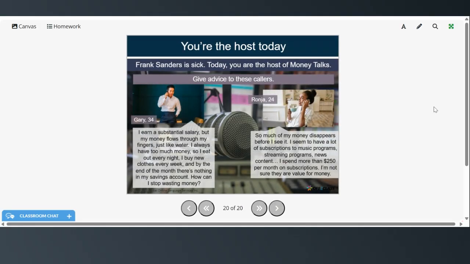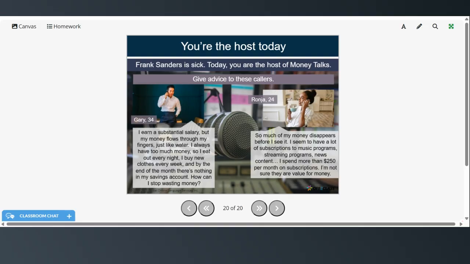So Frank Sanders is sick, and today you are the host of Money Talks. So give some advice to these callers. Gary, 34, says, I earn a substantial salary, but my money flows through my fingers just like water. I always have too much money, so I eat out every night, I buy new clothes every week, and by the end of the month there's nothing in my savings account. How can I stop wasting money?